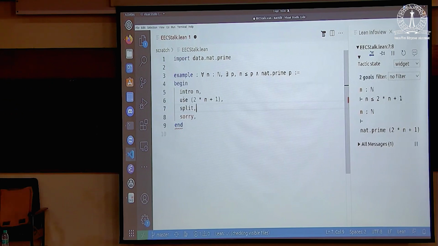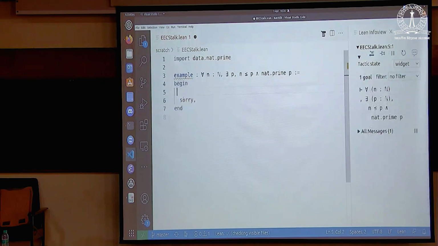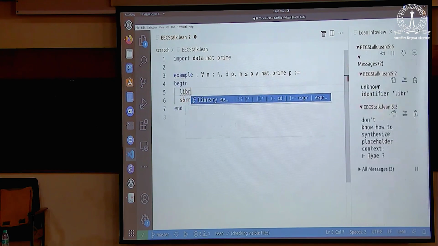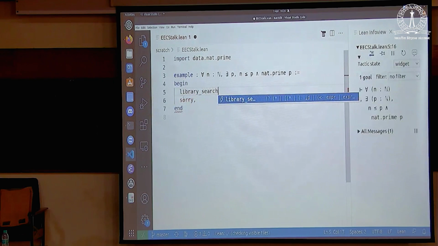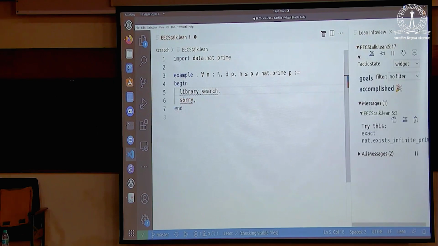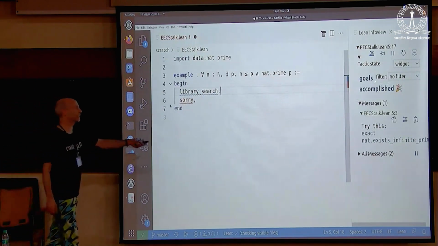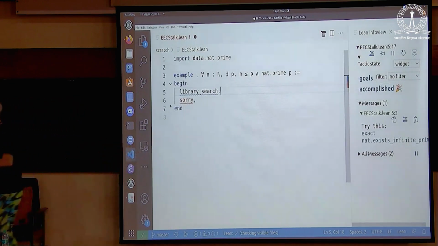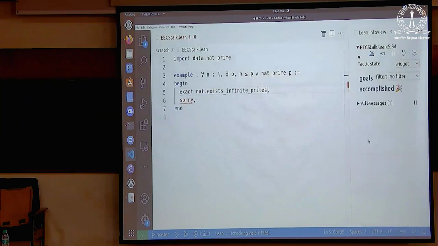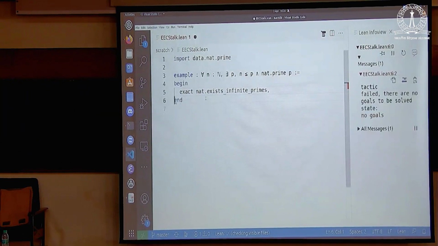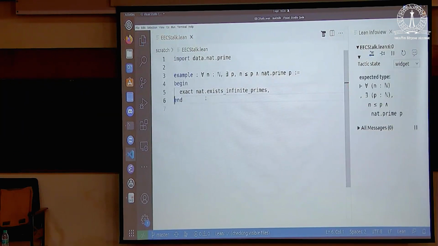But we can just do Euclid's proof. I can type in Euclid's proof, but I'm not going to type in Euclid's proof. I'm going to do library search. That's a tactic that just looks through the library, and it's given me some output here. It's done it, by the way. It says goals accomplished. It's got very excited because it's proved it. We could click here, and this is the proof it's discovered. So it's proved there's infinitely many primes.